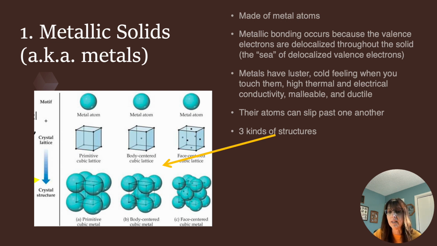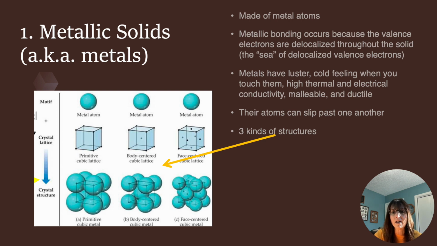They're also ductile. We can draw them out into a wire, and their atoms can slip past one another. And there's three kinds of structures. They can form primitive lattice. Lattice points are placed at the corner of each unit cell. They can be body-centered, one lattice point at the corner of each, and then one that's right in the middle. And then, of course, you have the face-centered, which means you have atoms at each corner and then also in the center of each face.